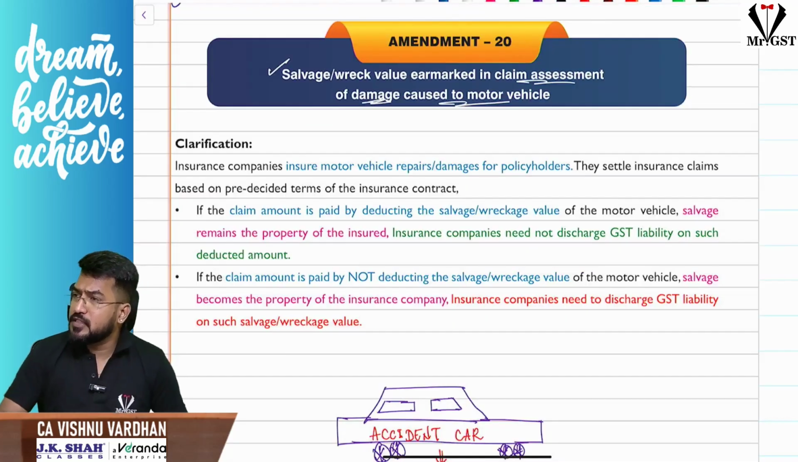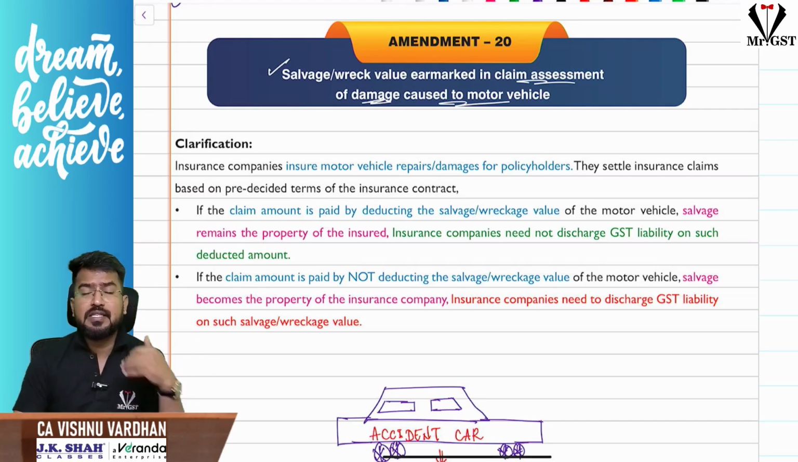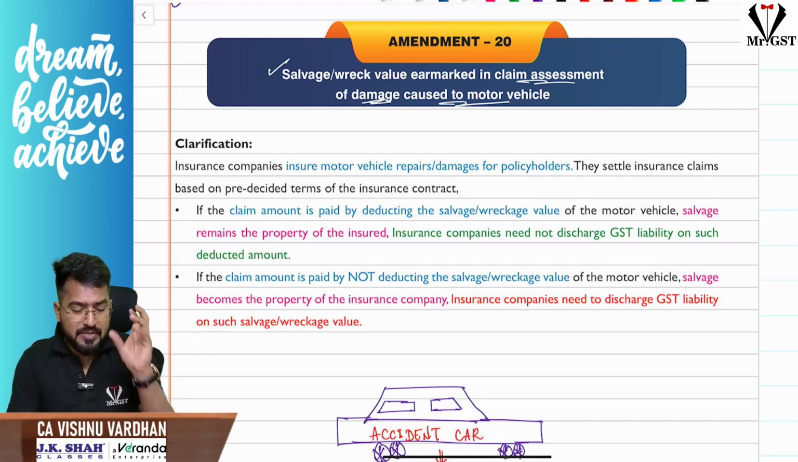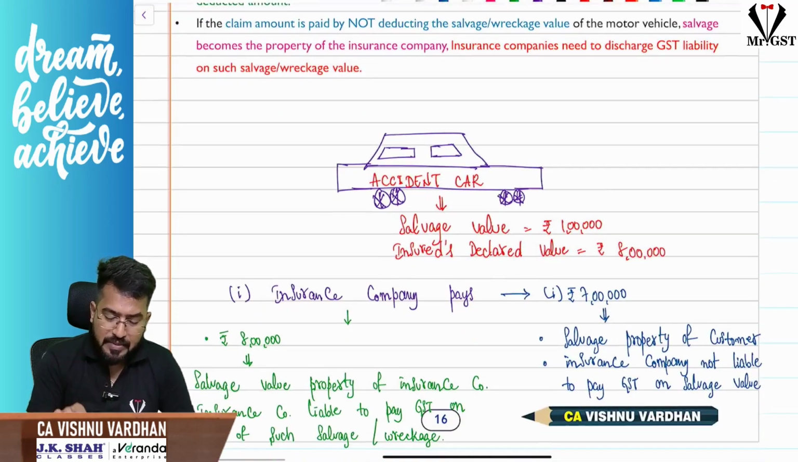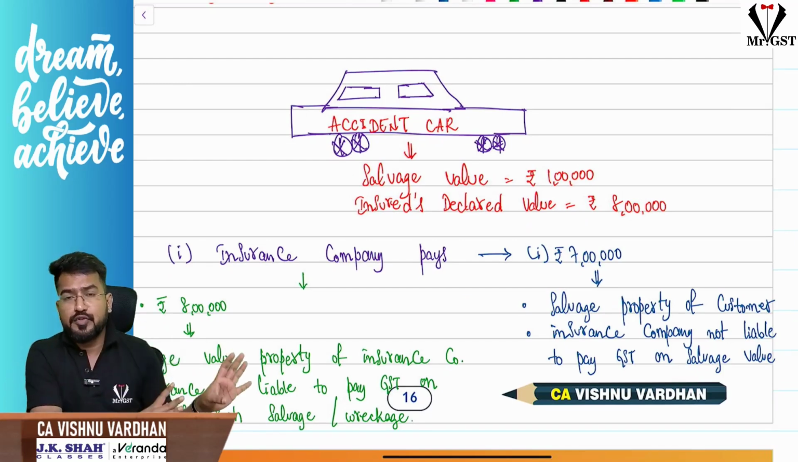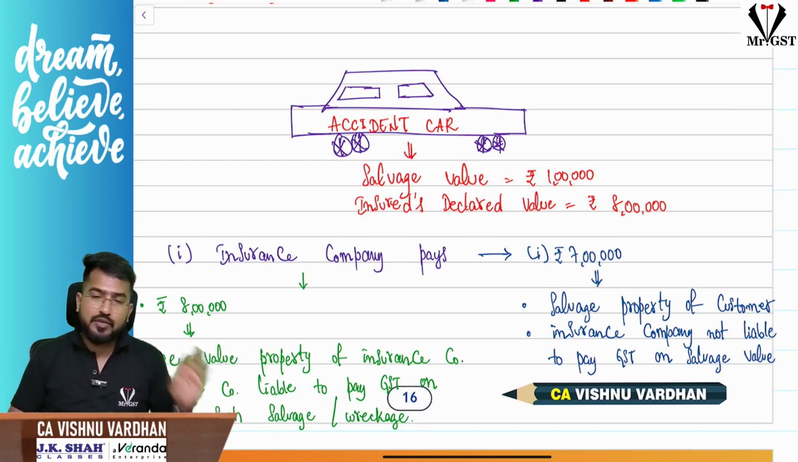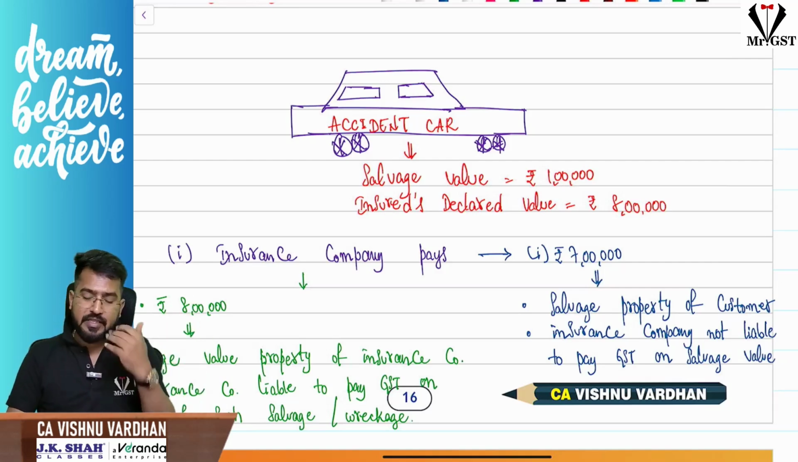Now the next one is, what is the tax treatment in case insurance companies are settling the claim where there is some salvage or wreck balance left with them. For example, there is a car which has met with an accident and its salvage value, if you sell it as scrap, will recover 1 lakh rupees. The insured has declared the value as 8 lakhs. So now the insurance value is 8 lakhs.